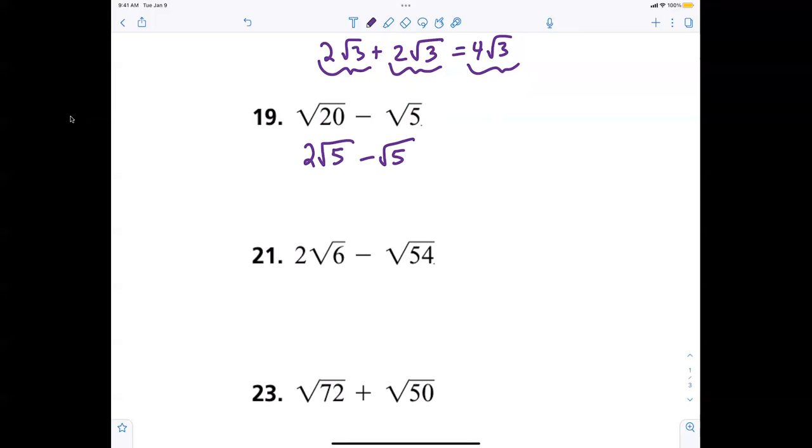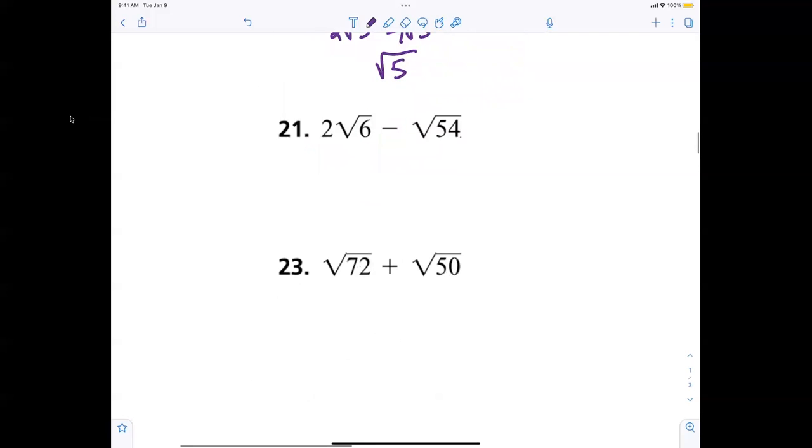20 has 4 in it. 4 is a perfect square. Not 2 times 10. 2 is not a perfect square, and 10 is not a perfect square. So he is perfect. 2 minus 1, radical 5. All right? Tell me, Eddie, number 21.